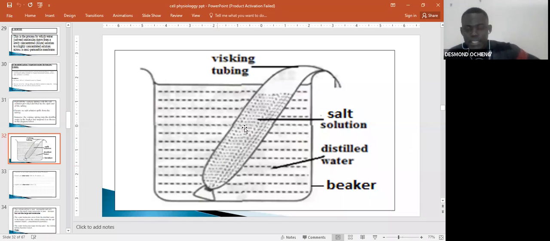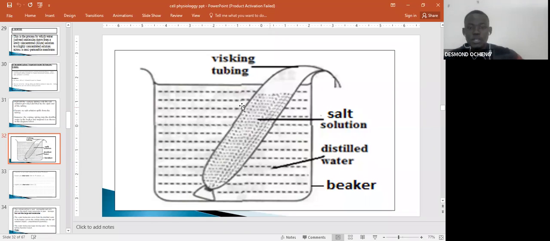And then the visking tubing here is filled halfway with a salt solution. So the solution inside the visking tubing is a salt solution. Now, a salt solution simply means salt that has been dissolved in water. So the salt solution is filled inside the visking tubing halfway, and then the other end of the visking tubing is also tied so that it does not spill out.